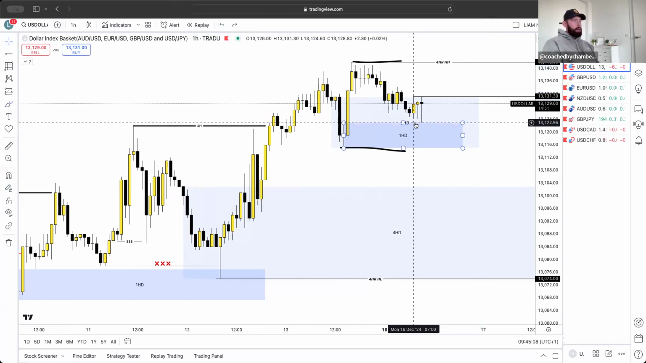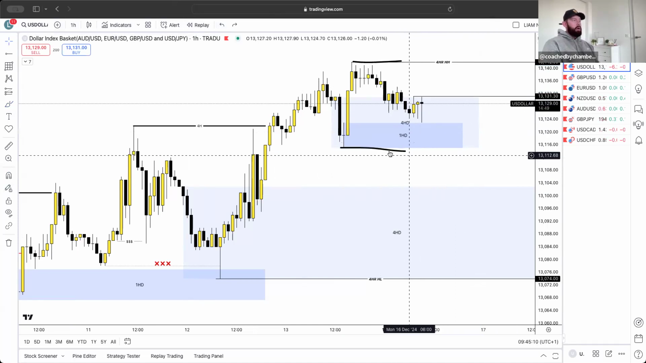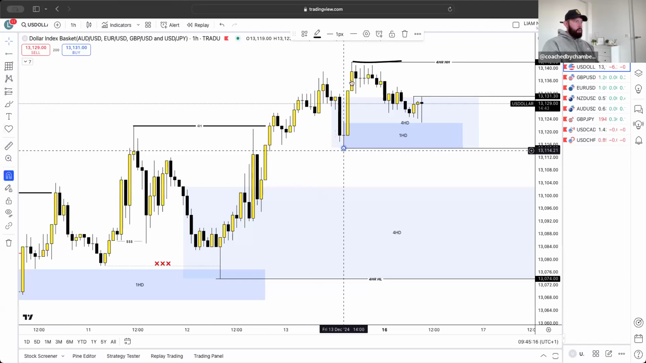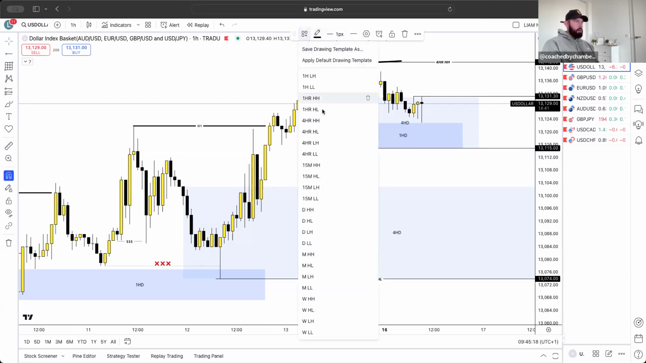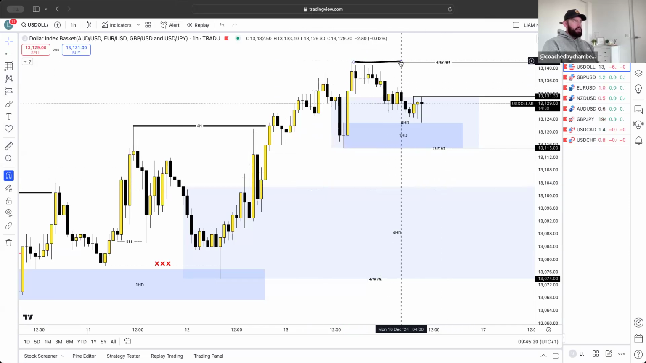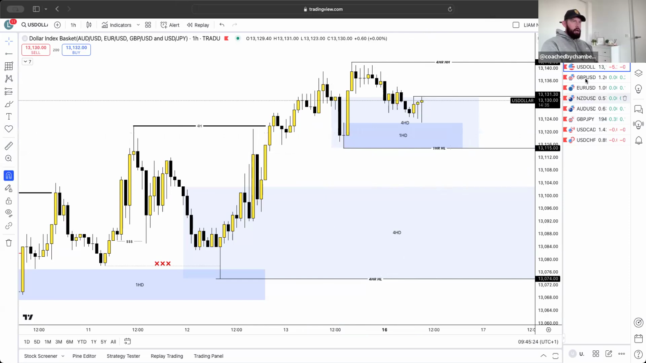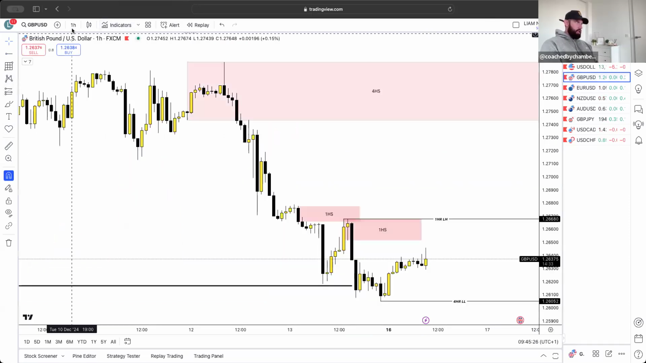It is currently playing out perfectly from the 4 hour and pretty much the 1 hour demand area. So let me just quickly mark this out as my 1 hour higher low. Yeah, okay, perfect. So hopefully that makes sense. Keep an eye out on this area currently for right now. Let's go straight over to GU.